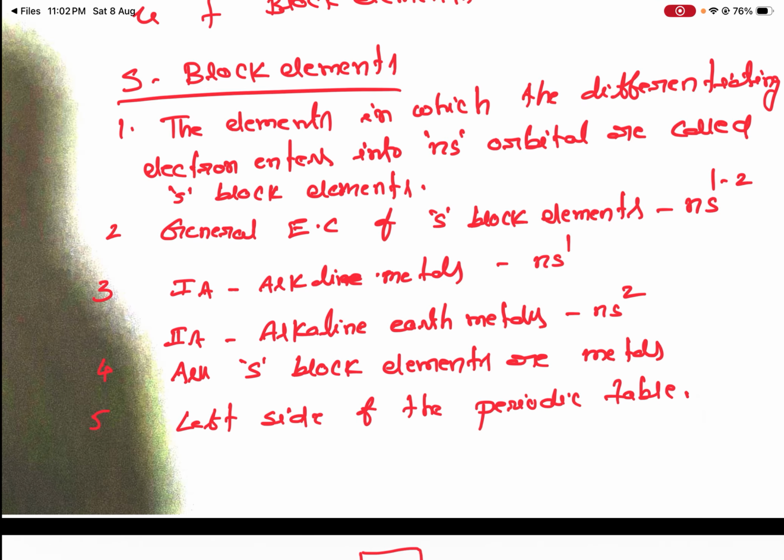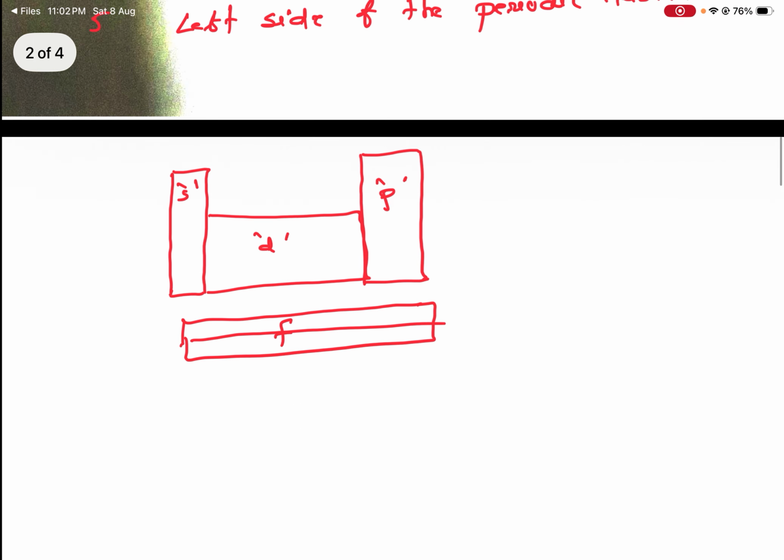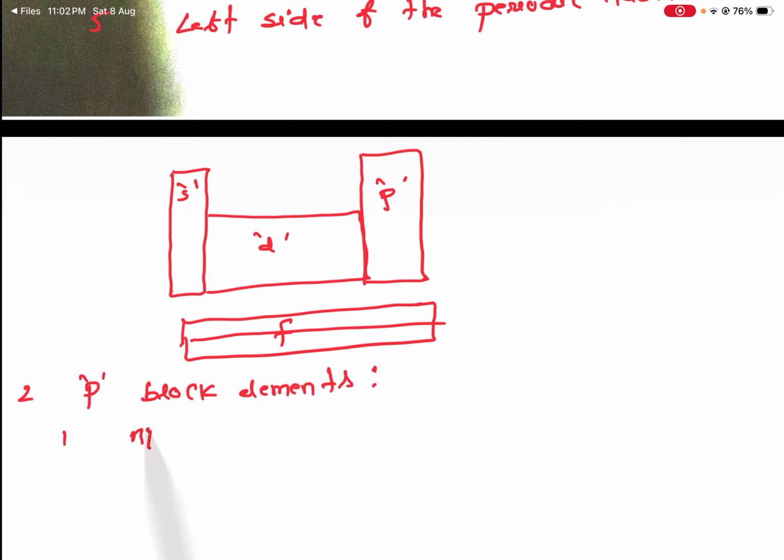Okay, next, second one, P block elements. First point is the definition: the elements in which the differentiating electron enters into the np orbital are called P block elements.